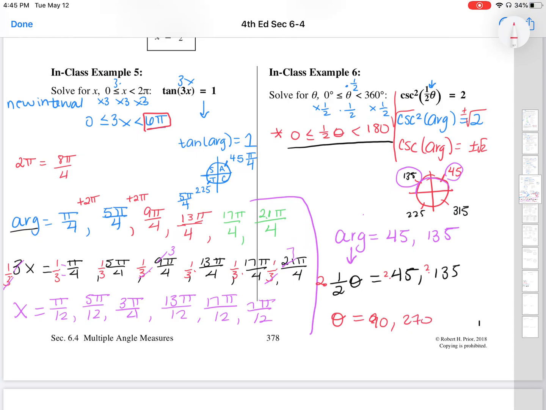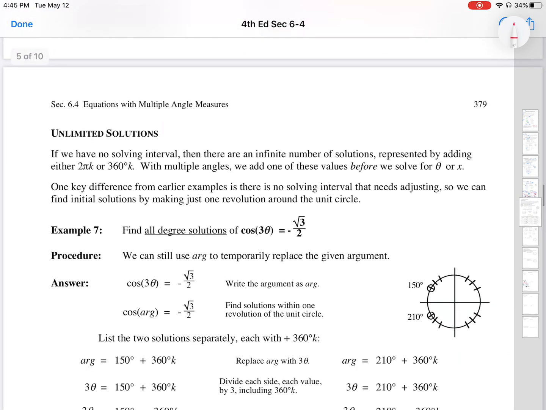All right, let's go ahead and continue with our notes. So unlimited solutions. We've seen this in section 6.2 and 6.3, where we can have unlimited solutions, and if we do, we have to add a plus 1 revolution times k. And why I say 1 revolution instead of the value is because it may vary from radians to degrees. So if it's in degrees, we would add 360. If it's in radians, we would add 2 pi. And we write a k next to those values.